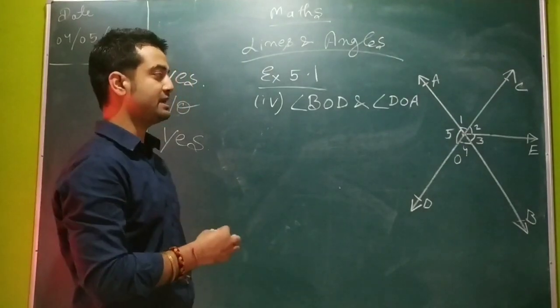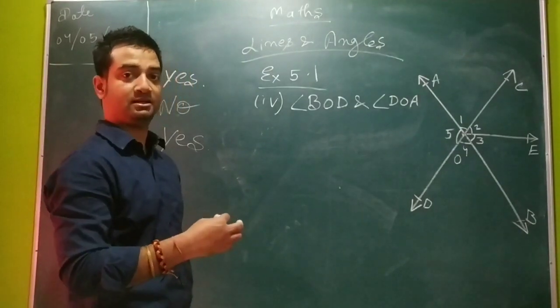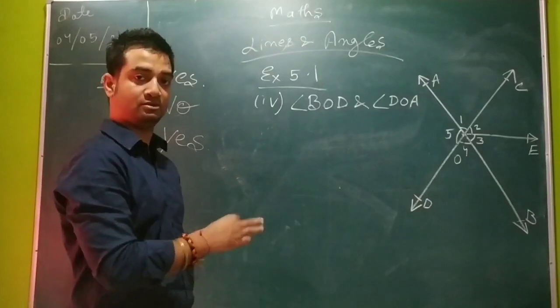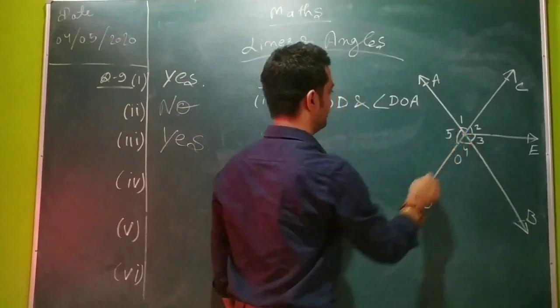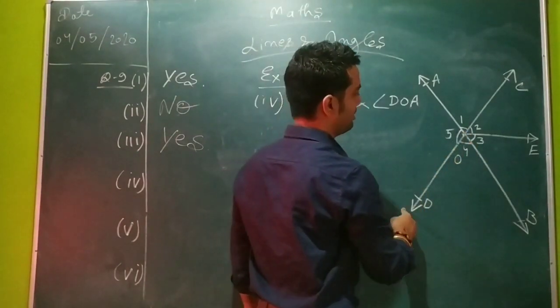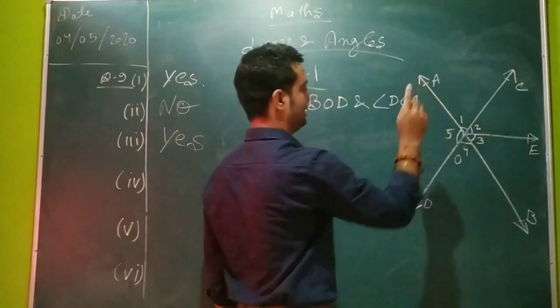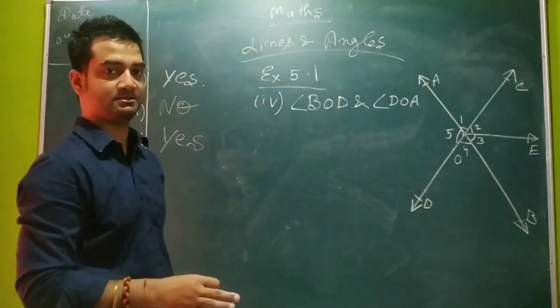If these are adjacent angles, and they form a linear pair as well, then they will be supplementary. Because in the figure, angle BOD is here and angle DOA is here. Both are adjacent angles.